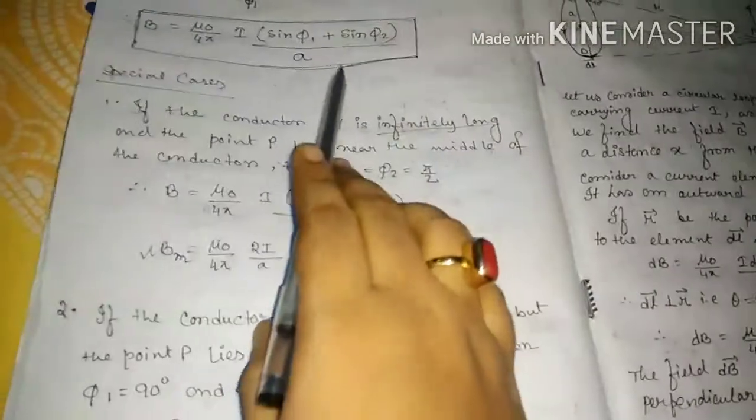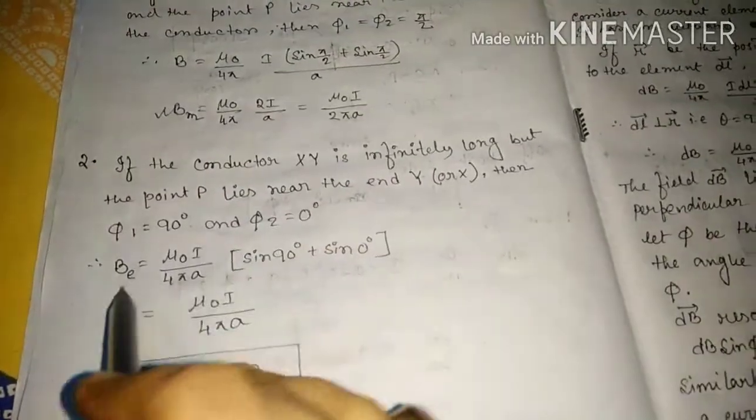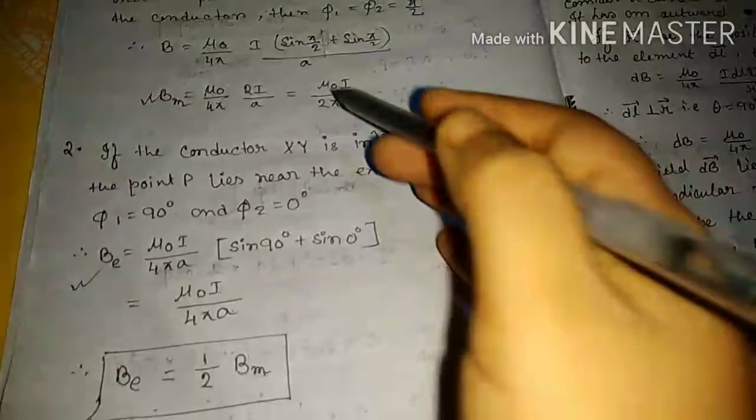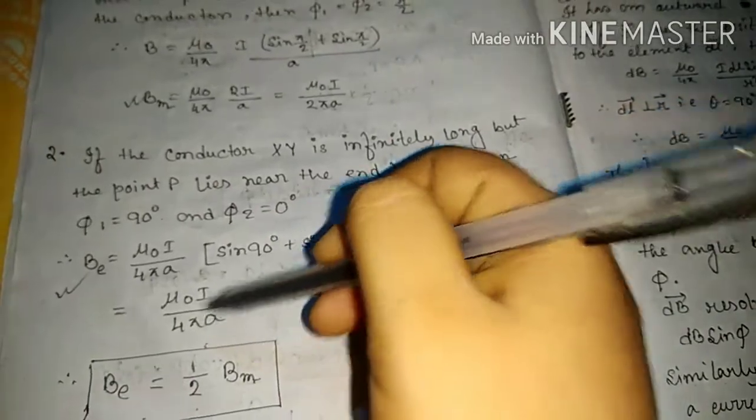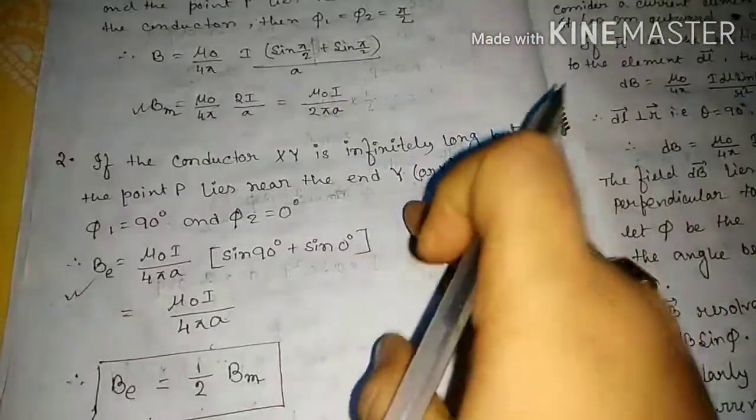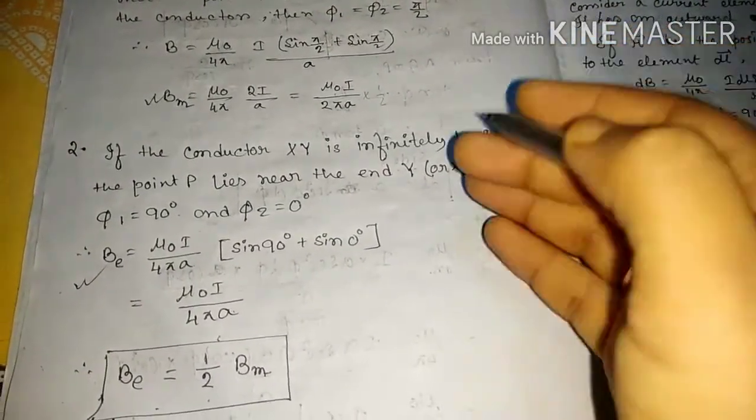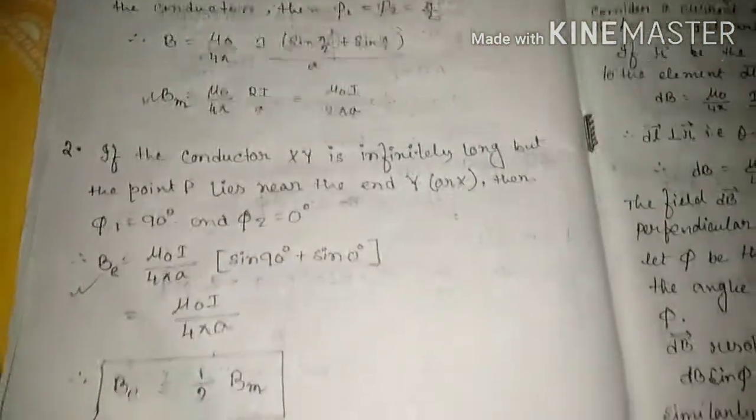So if we put it over there in this equation, we get BE. E means that end, any end. BE equals mu 0 I by 4 pi a. So if you compare these two equations, we get BE equals half of BM, because here mu 0 I by 2 pi a, if we multiply with a half, we get this expression. So the value of the magnetic field at any end due to an infinitely long wire will be half of BM, the value when the point P lies at the middle. I hope it is clear. You understand this one? Okay.